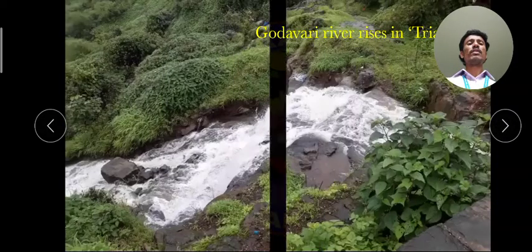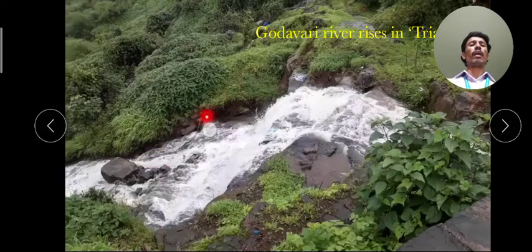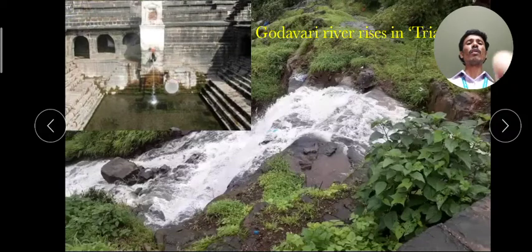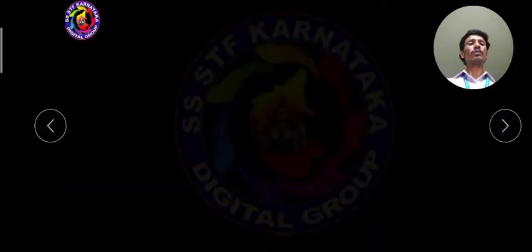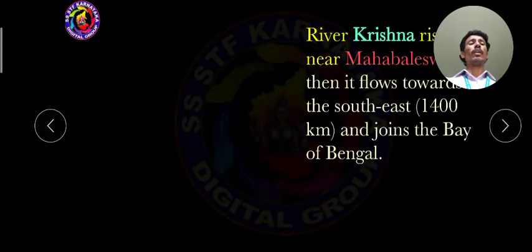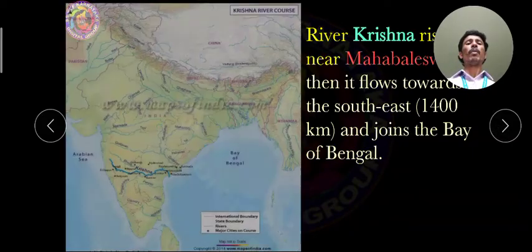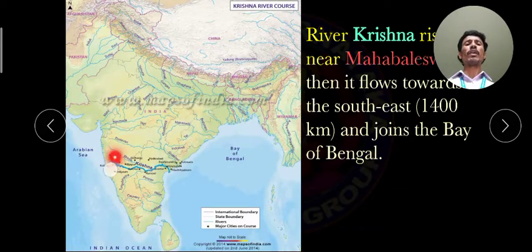Godavari rises in Triambaka. So this is for the Triambaka. In this place rises the river Godavari. Then another very important river of South India, the river Krishna. It rises near Mahabaleshwar and it flows toward the southeast.